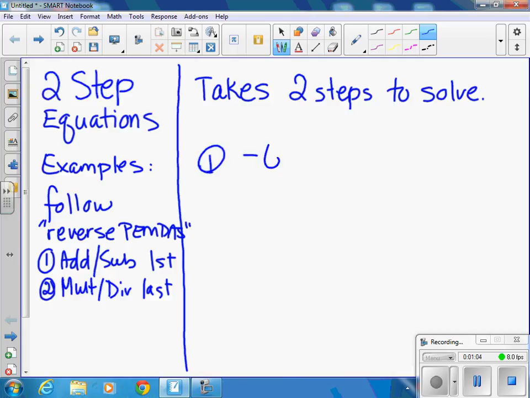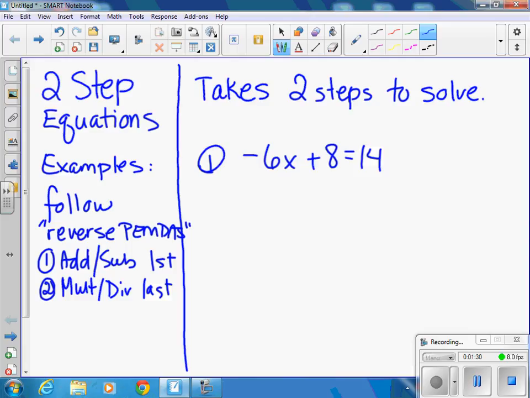Let's say we have negative 6x plus 8 is equal to 14. Now, the way to think about using the reverse PEMDAS is what I keep talking about with the slasher movie, right? We've talked about how X is the star of the show. He's the guy who never dies. But everybody who's with X on that side needs to be killed off, so to speak.